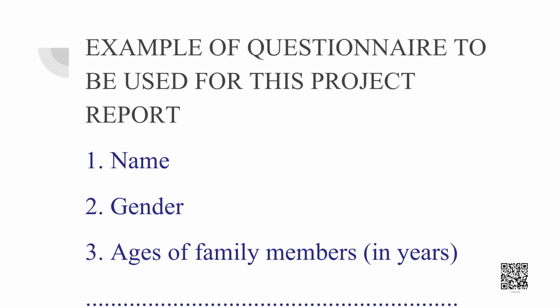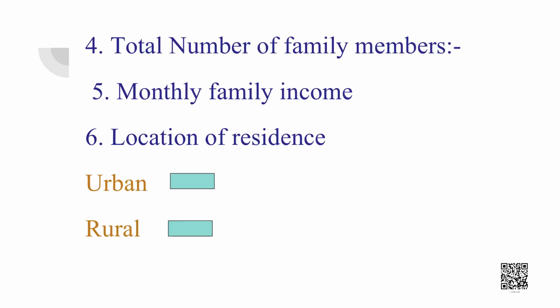First of all, we will ask the name of the person whom we are interviewing, then his or her gender, then the age of the family members in his or her family. We will also ask the total number of family members, then the monthly family income, then the location of residence, that is, whether they reside in rural areas or urban areas.